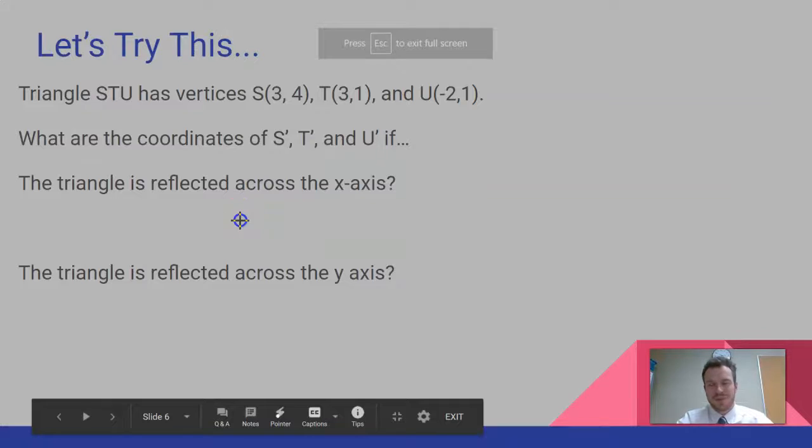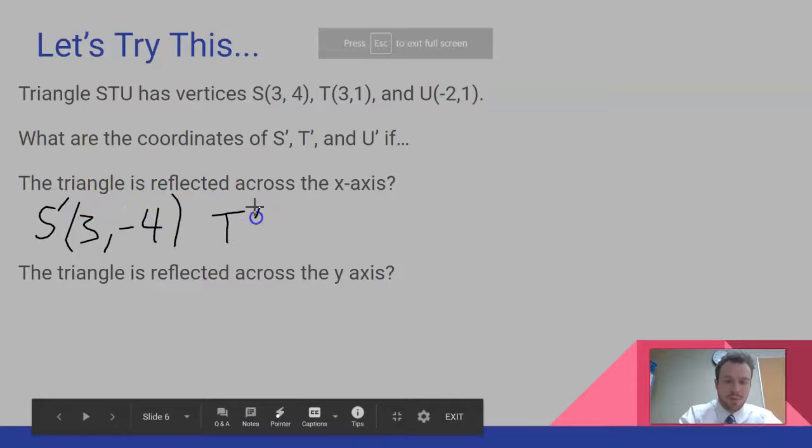Now let's apply those rules that we just learned. So this problem says triangle STU has vertices at S (3, 4), T (3, 1), and U (-2, 1). Well, what are the coordinates of S prime, T prime, and U prime if it's reflected across the x-axis? Well, when we reflect points across the x-axis, the y value is going to become opposite. So we have S is going to become (3, -4), changing the sign of the y value, and that's going to be S prime, I should say.